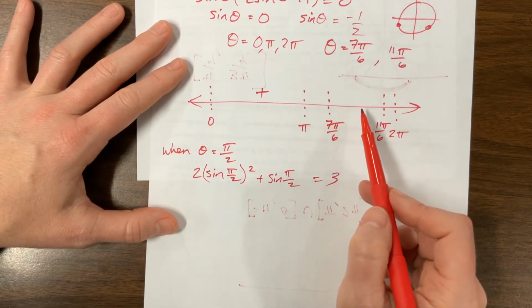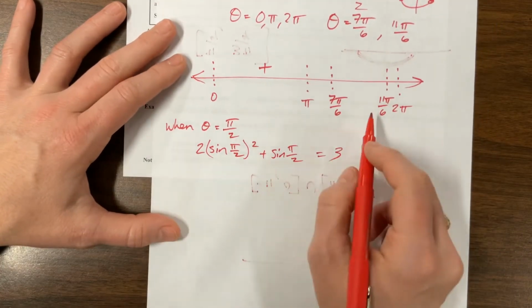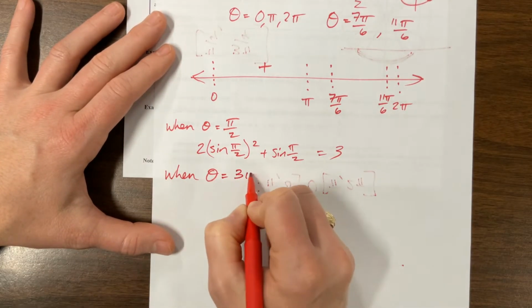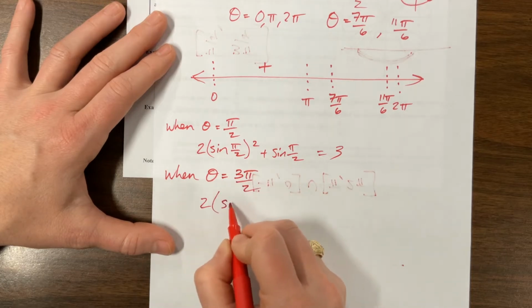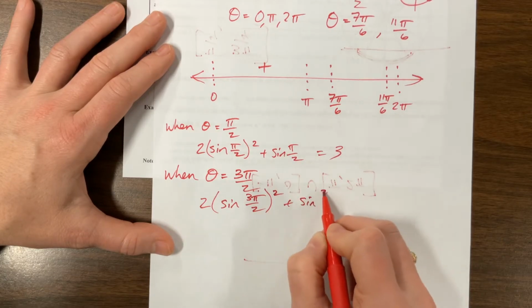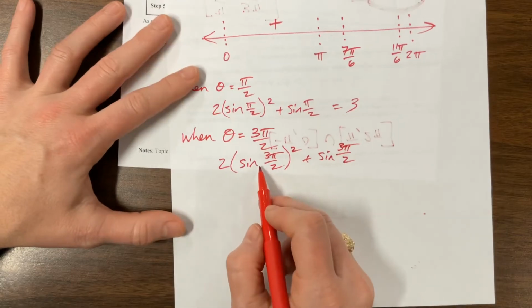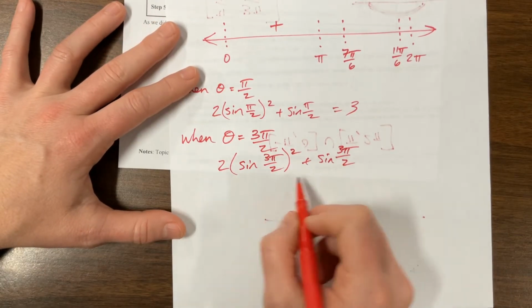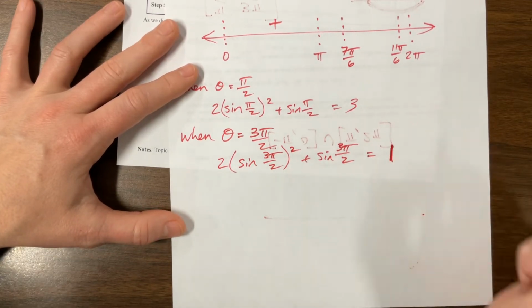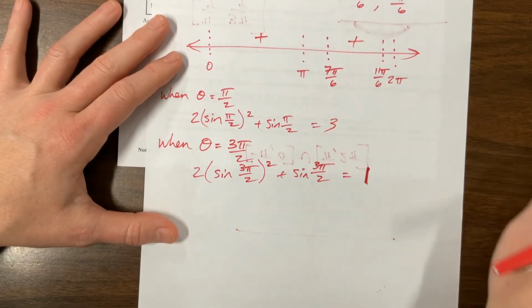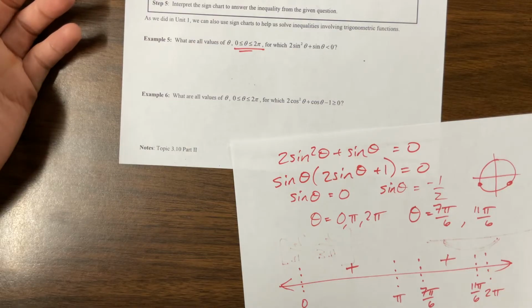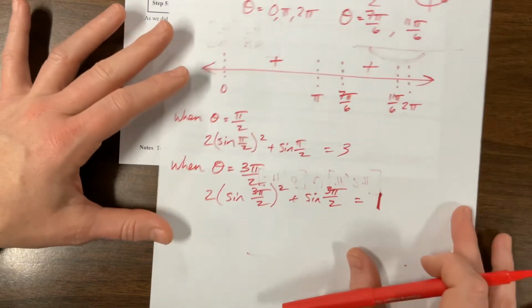Let's see if it bounces. So let's try something between, at 3 pi over 2. It's 2 times sine of that angle, 3 pi over 2, squared plus sine of 3 pi over 2. Sine of 3 pi over 2 is negative 1. Square it, we get positive 1. So 2 minus 1 is 1. This is the number 1. Okay, so this is also positive right here. So it better be those other intervals. I'm curious to see how they solved this.